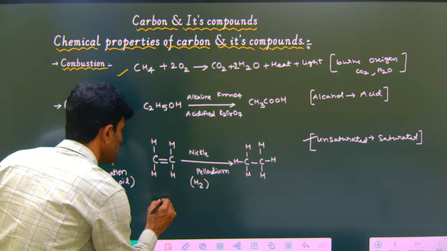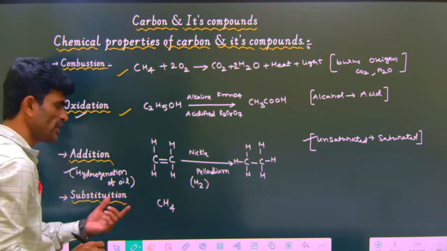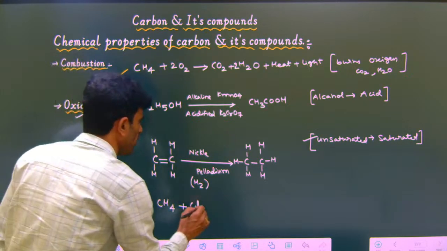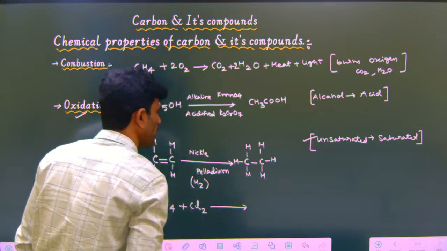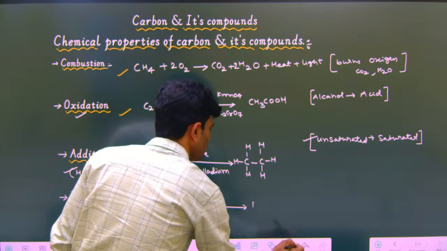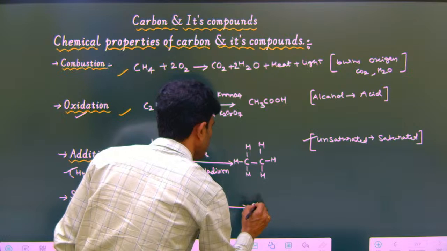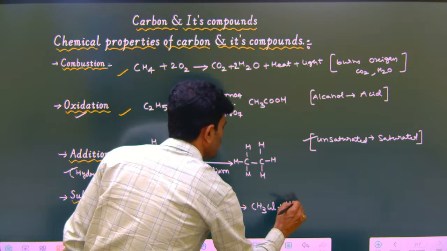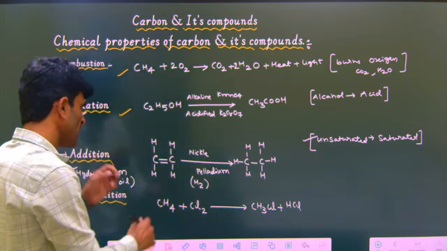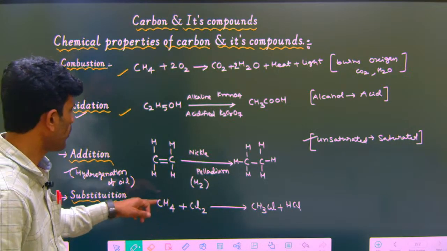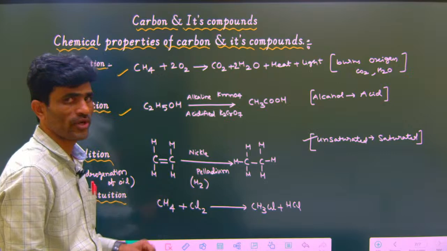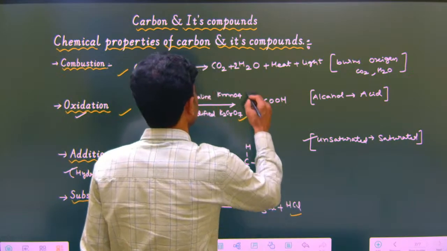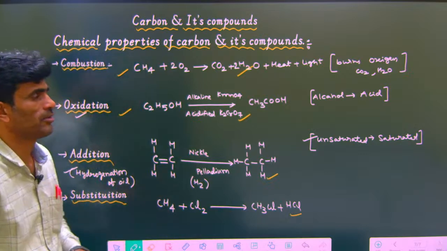Substitution reaction is very simple. Here hydrogen in saturated hydrocarbons will be replaced by some other atom like chlorine, and after the reaction it will be chloromethane, CH3Cl, and HCl. So one hydrogen will be replaced by chlorine in this compound. This is a substitution reaction. Try to remember these four reactions. This is a brief explanation.